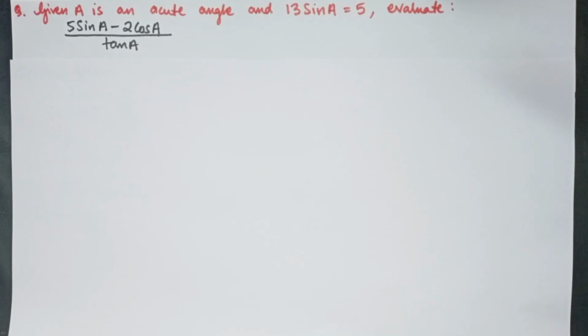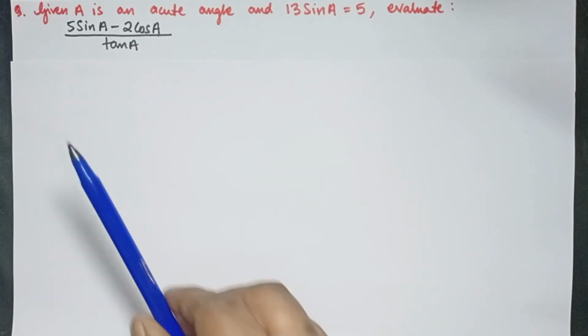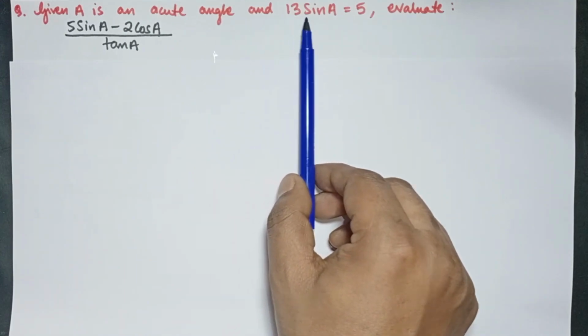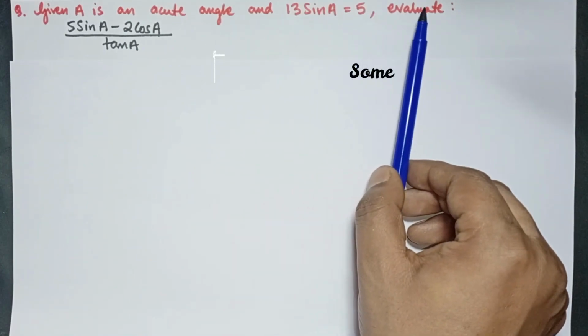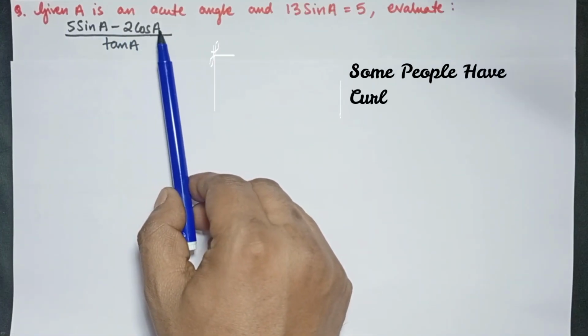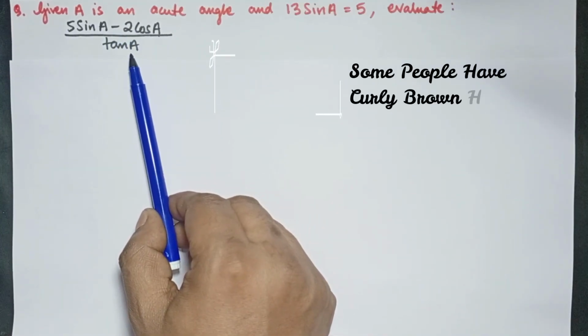So here we have another question. It's a similar type of question only. So you can see what is given. Given a is an acute angle and 13 sine a equals 5. Evaluate means find the value. So we have to find the value of 5 sine a minus 2 cos a by tan a. This is also one of the very important ones.